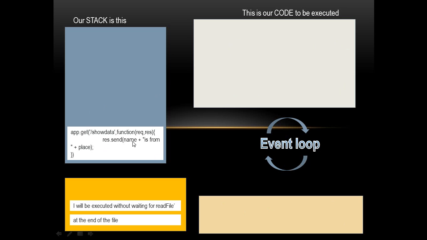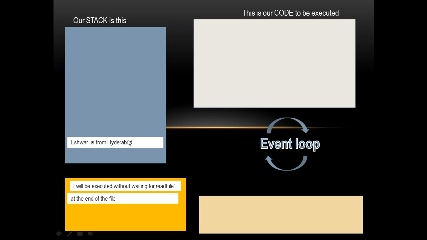And because it is on the stack, we know the philosophy of how the stack works. It pops out the data from it, and we have response.send with name, and there is a string called is from, and there is another variable called place. So it picks up these two values from the variables name and place and replaces them, and it puts the contents onto the console. So this is how "Ishwar is from Hyderabad" is framed onto the stack, and because it's on the stack, it gets executed and is put on the console.